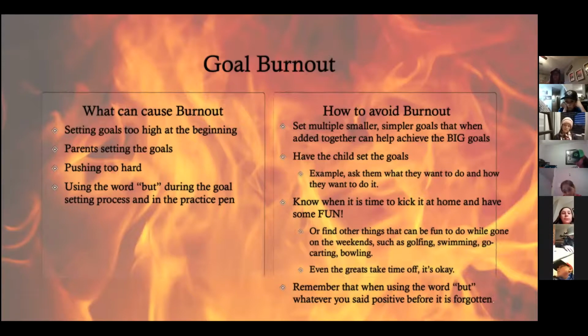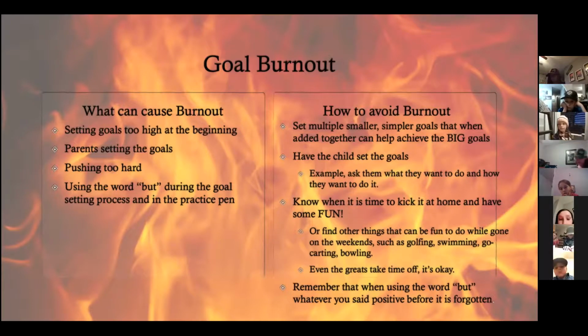The good thing, burnout can be avoided. And I have some simple ways of doing that. You take those bigger goals that you have, those really, really big goals, and break them up, like I've said multiple times already, into those smaller goals so that you can achieve it. You eat an elephant one bite at a time.